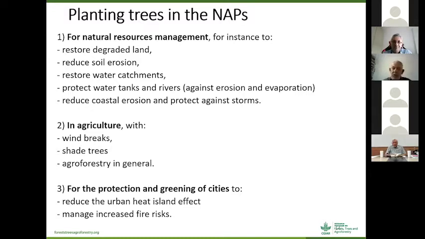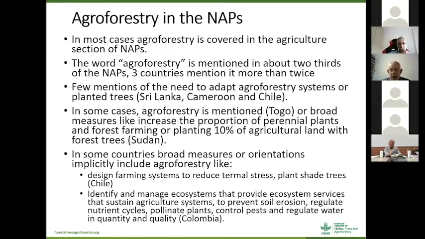Another very important point that I want to highlight is that in so many NAPs, planting trees is a way to adapt other sectors: to restore watersheds, to establish windbreaks for agriculture, shade trees for agriculture, agroforestry in general, or, for instance, to have a cooling effect on cities. So it's also important to show how planting trees can help other sectors to adapt in this kind of broad national conversation. For instance, there are lots of measures on how you use trees in agroforestry systems to be able to go on producing food in spite of climate change.